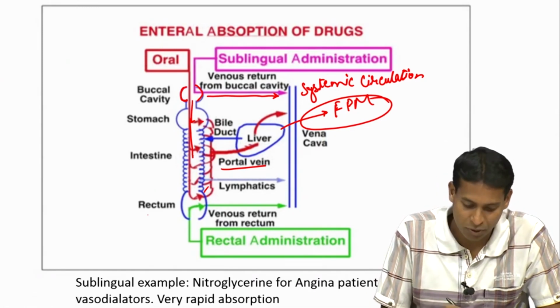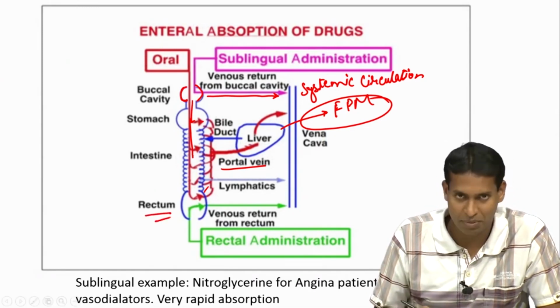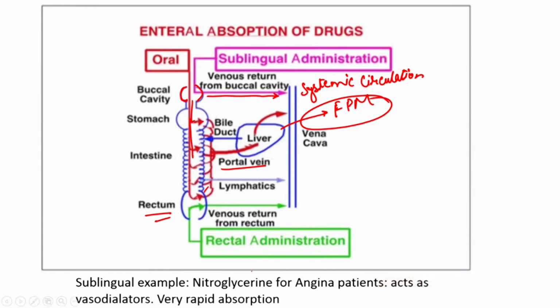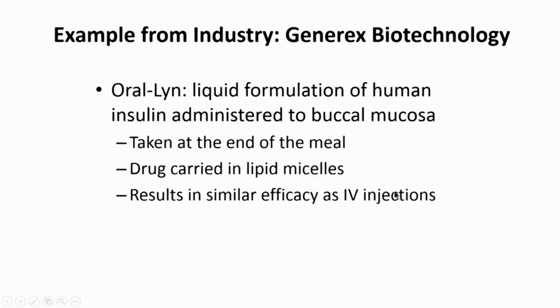The same thing actually happens in the rectum, which we will talk about next or maybe in the next few slides, where anything that is absorbed through the rectal area goes through a separate vessel, and that also avoids the first pass metabolism. Some examples of sublingual delivery: nitroglycerin is delivered to angina patients, and it is a very rapid absorption for at least this particular molecule. It is a very small molecule that is being delivered through this route.